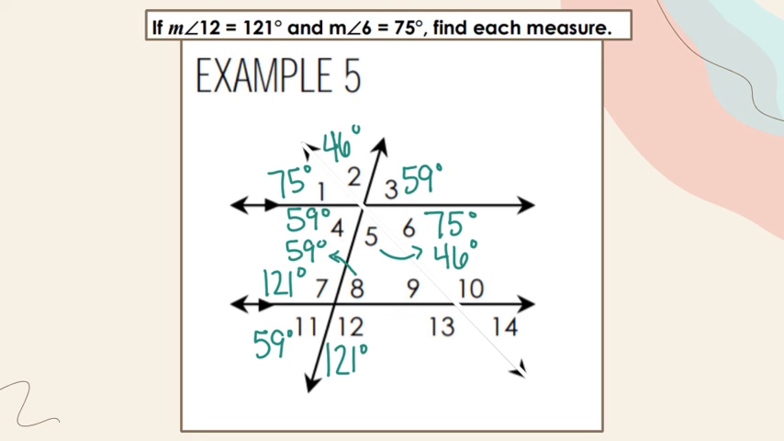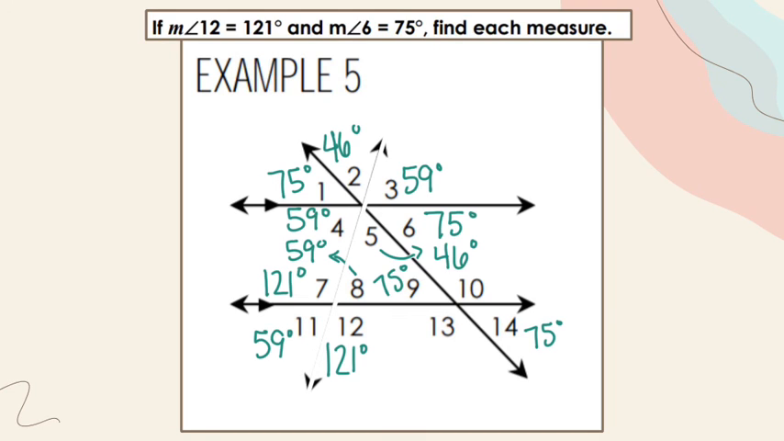So now let's take a look at the ones that are left. We still need to find angles 9, 10, 13, and 14. All the other ones are accounted for. So if we look at these relationships, again, I think it's easiest to pretend the other line isn't there. You'll see that angle 9 and angle 1 are corresponding angles. That means angle 9 has to be 75 degrees. If angle 9 is 75 degrees, angle 14 is also 75 degrees.